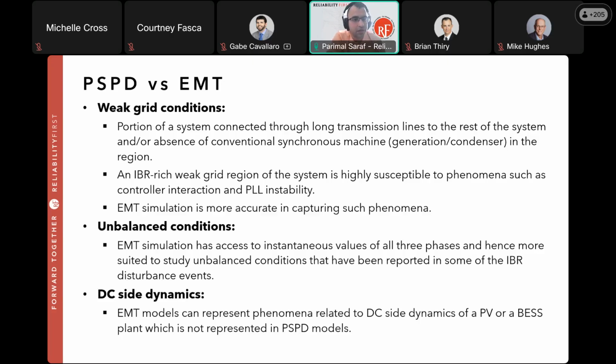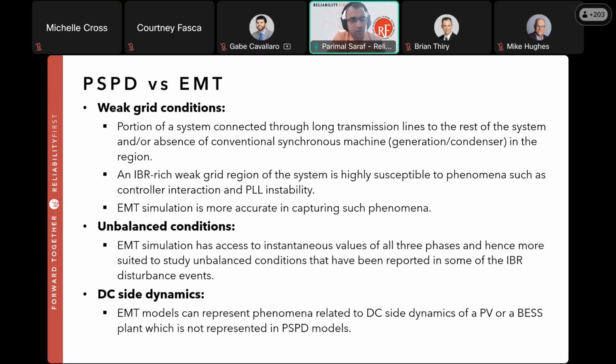So basically, under weak grid conditions, which is when there's a portion of the system connected to long transmission lines, and there's not enough synchronous or conventional generation in that region, that portion of the system might become weak. And if that region has a lot of IBR-rich generation, then EMT simulation has been shown to be more accurate in representing some nuanced phenomena that positive sequence phasor domain software tools were not able to capture.